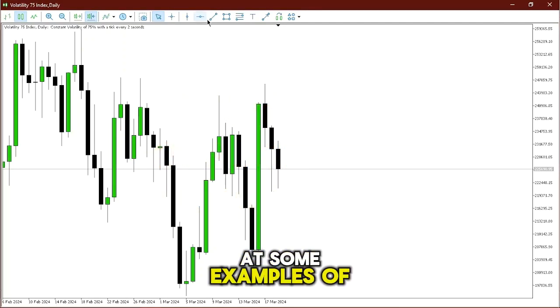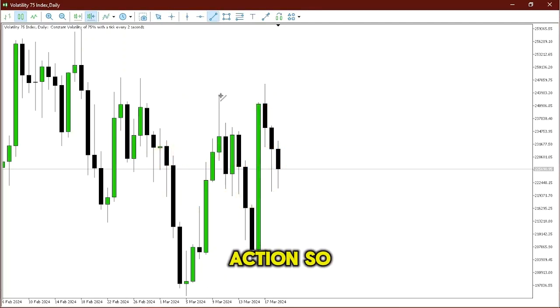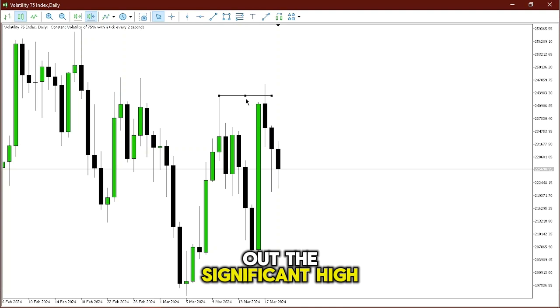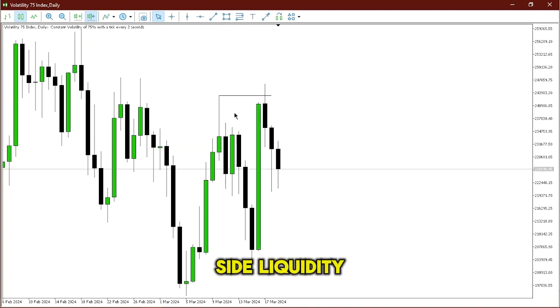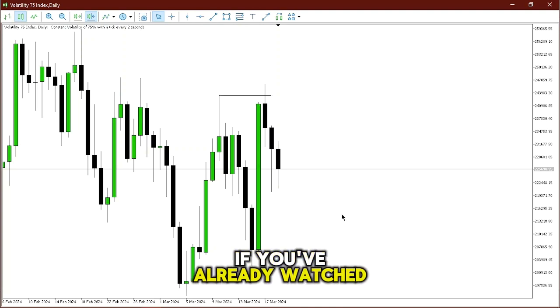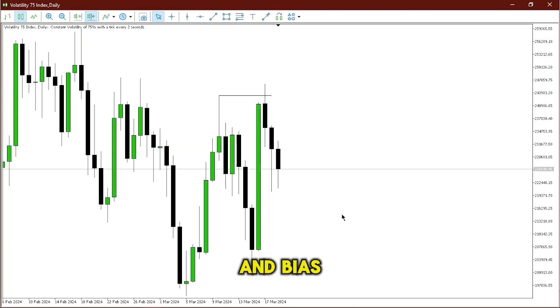Now we're going to look at some examples with current price action. What you're going to see is price taking out the significant high here, which is the buy side liquidity. If you've already watched the video on narrative and bias, you already know that what you expect after price takes out liquidity is to see price retrace back inside the range. Now let's dive lower and see what formed there.